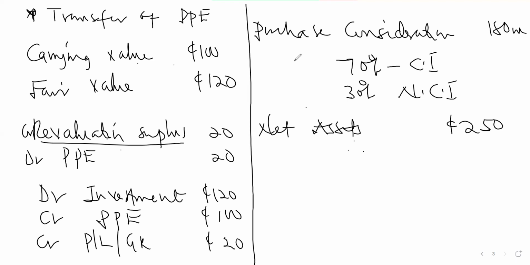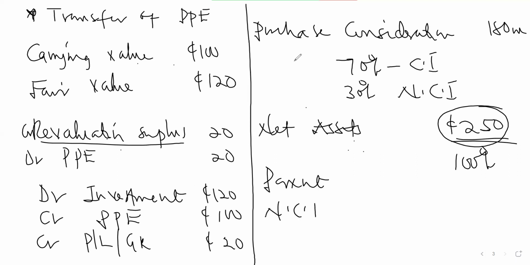So the NCI, the proportionate method, means we just give the share of the physical or tangible asset, the asset that we can see. The total value of the company is 250, representing 100% ownership. But this 250 is owned with the parent having 70% and the NCI having 30%. If you share this based on ownership, the parent will have 0.7 multiplied by 250, and the NCI will have 0.3 multiplied by 250.